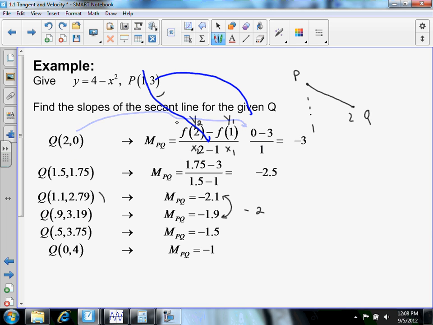I'm just showing you the formula right here as f of 2 minus f of 1 over 2 minus 1. It's no different than a slope formula. We are just now using function notation, so we're looking at these as just function notation.